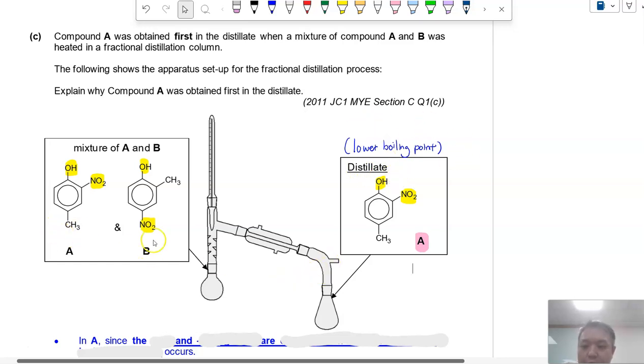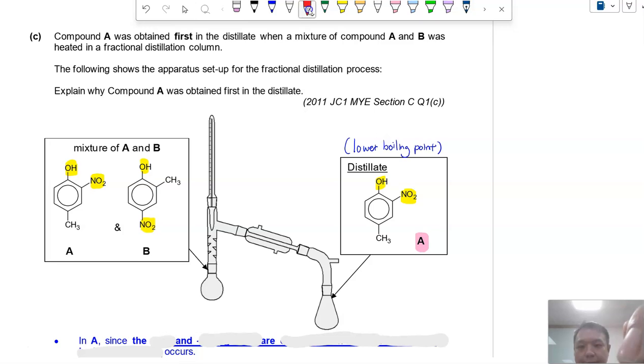Why does A have a lower boiling point than B? Quick comparison between A and B: you notice that in A, the OH group and the NO2 group are quite close to each other, whereas in B, the OH and NO2 groups are far away from each other. If we were to draw the structure of A out, we have a benzene ring. Of course, at this moment you don't know what a benzene ring is, so we just ignore this part and treat it as a carbon chain. And then we have our NO2. Recall NO2 involves a dative bond and a double bond.